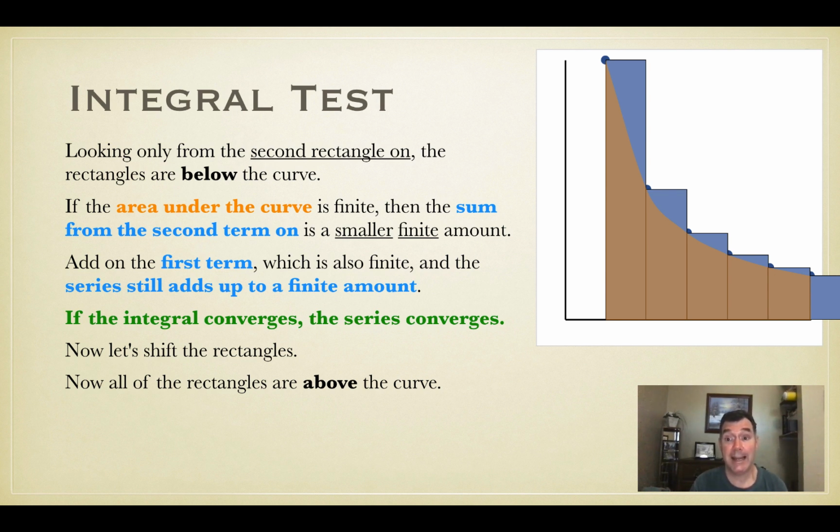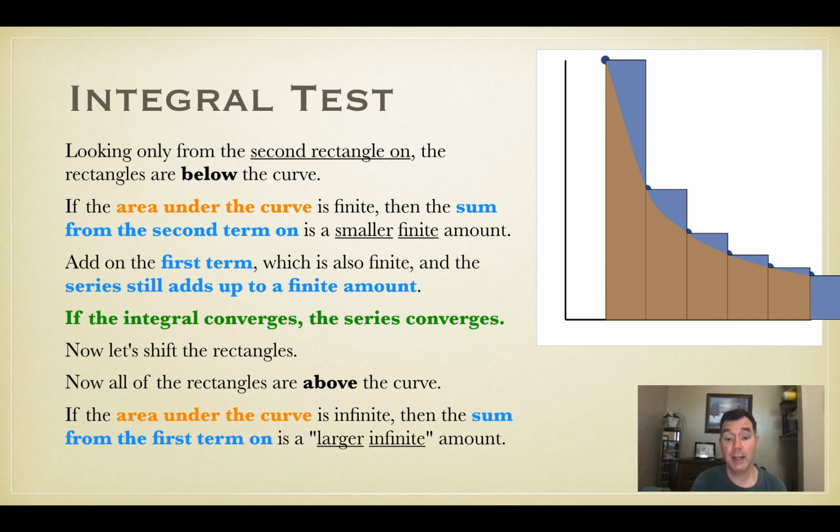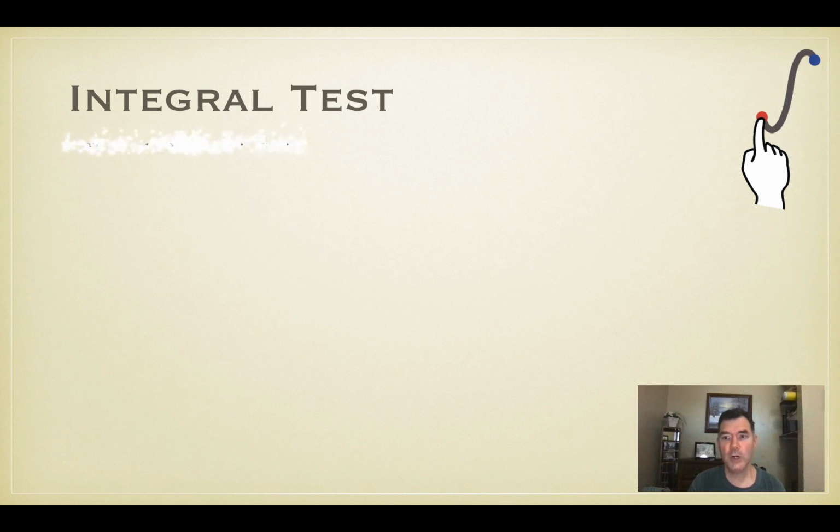So if the orange area is infinite, then the area of the blue rectangles must be infinite as well. In fact, it's going to be like a bigger infinity, if you can consider that. So if the integral diverges, then the series diverges as well. All right, so that's just a quick explanation. It's not a formal proof, but it helps you see why I can say that the series does whatever the integral does.